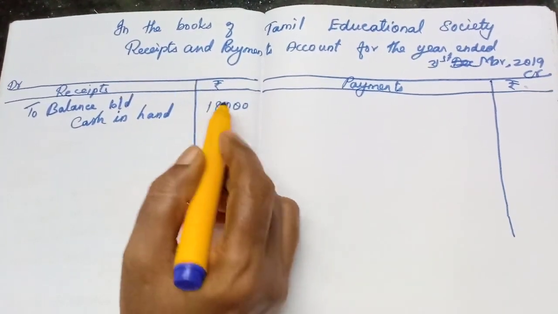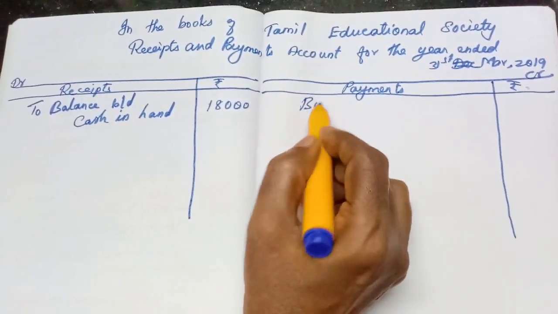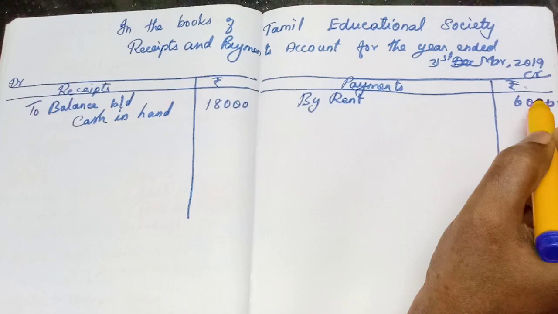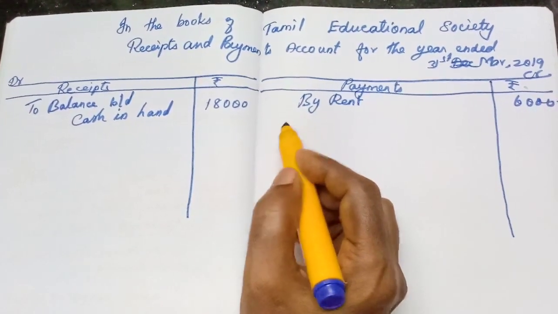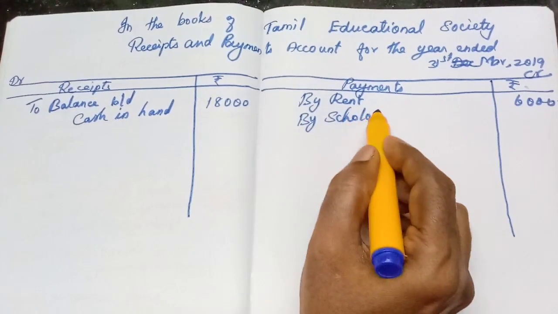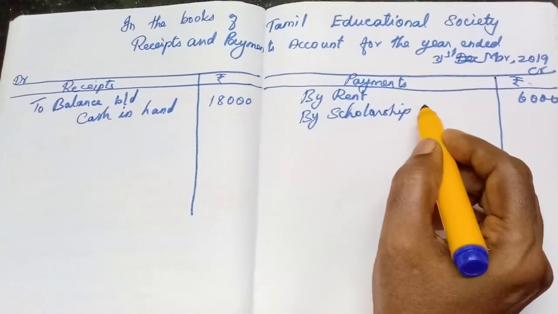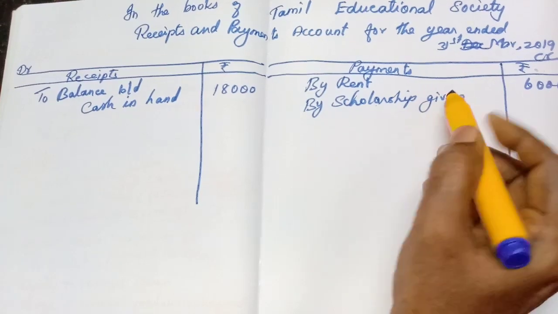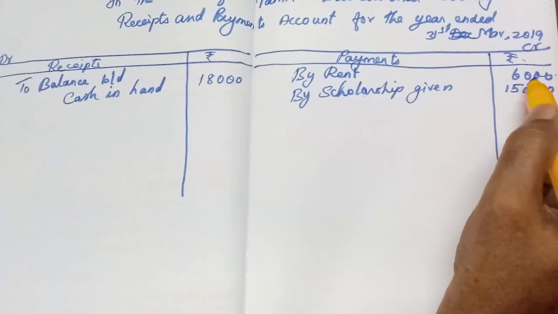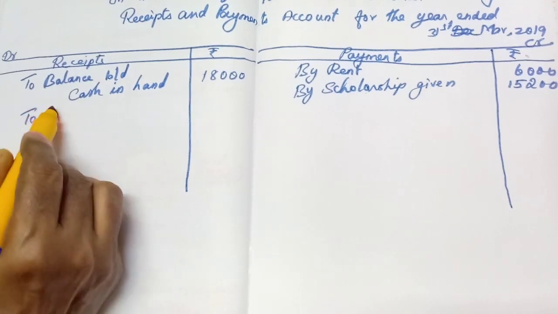Then rent paid, next item. So write by rent, or rent paid. By rent also you can write. By rent, 6,000. Scholarship given. So it is an expense. So by scholarship. Scholarship you can write, or you can write scholarship given. 15,200. Entrance fee is received. It is a receipt, so you have to write on the debit side, to entrance fees.